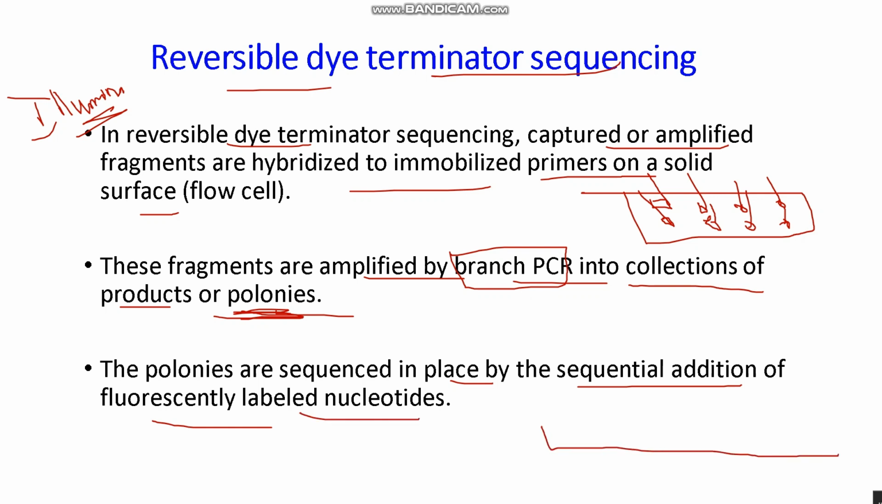For example, it is a DNA, and a nucleotide is added, and a reversible dye terminator is added. The fluorescent dye is added with it. Okay, the image is captured here, and that reversible dye terminator is released, and the next nucleotide is added.